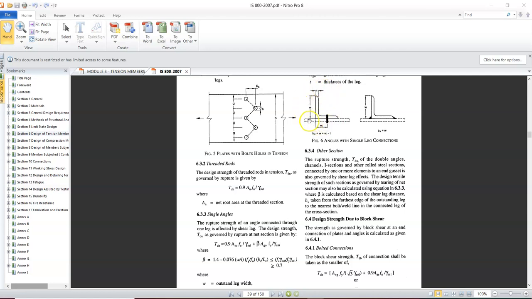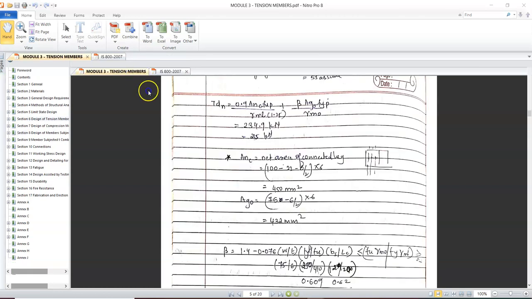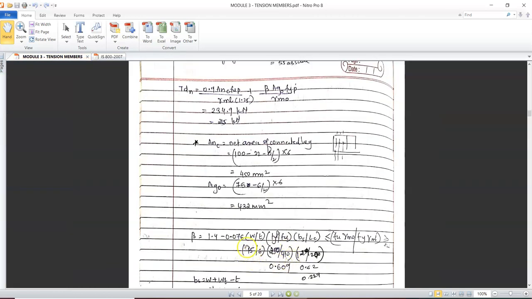See, it is similar to the figure. This is a gusset plate and this is an angle connected to the gusset plate. Now you can here see W. Now in our case, this is 100 mm leg. This is the connected leg, which is 100 mm in our case. And this is 75 mm, which is the outstanding leg. Now here W means the outstanding leg, which is 75. Now that is what is substituted here.